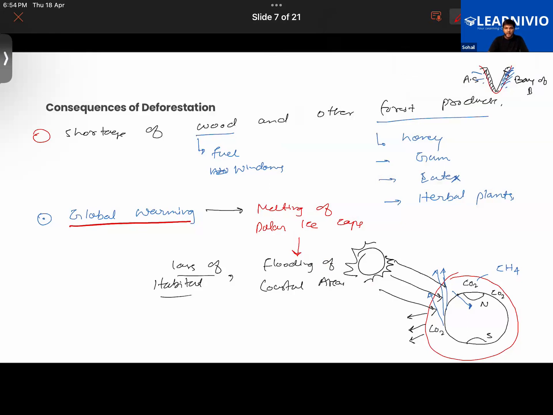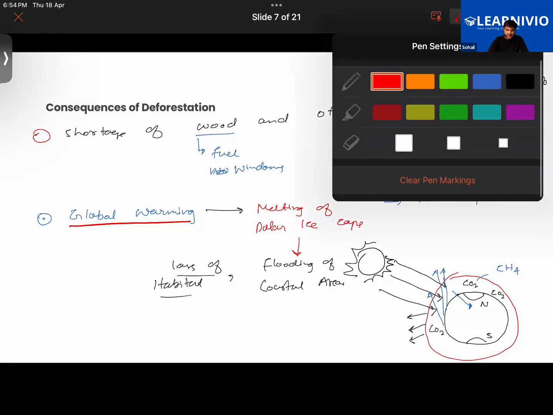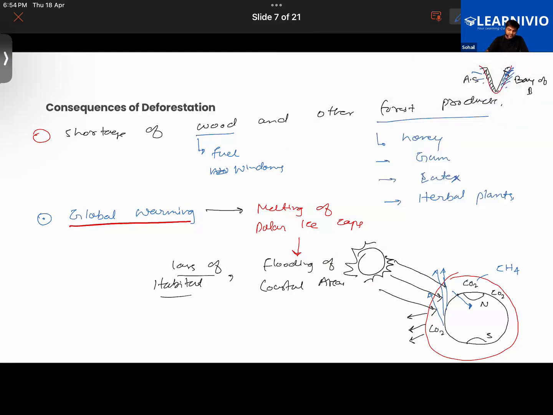Okay, now there's one addition which I would like to make here. I did tell you, apart from carbon dioxide gas, there are some other gases also, like CH4, that is methane. Okay. So there are some gases which are good absorbers of heat. Not just carbon dioxide, but some other gases are also there. Like methane is also there.